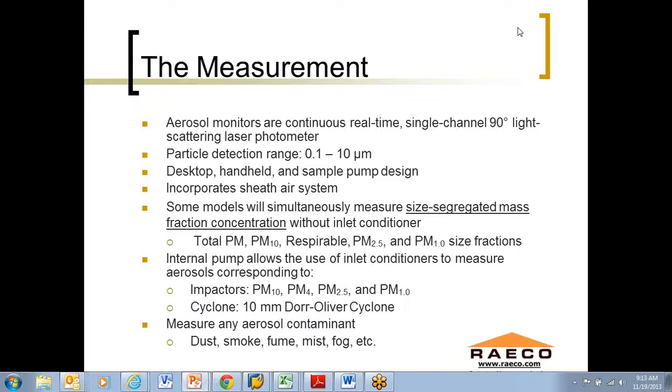TSI, the company that I work for, we do have a wide variety of real-time particle detection solutions. And we have technologies that go to ultrafine particles, but again, today with the photometer, that really is not something that's going to be the right fit.